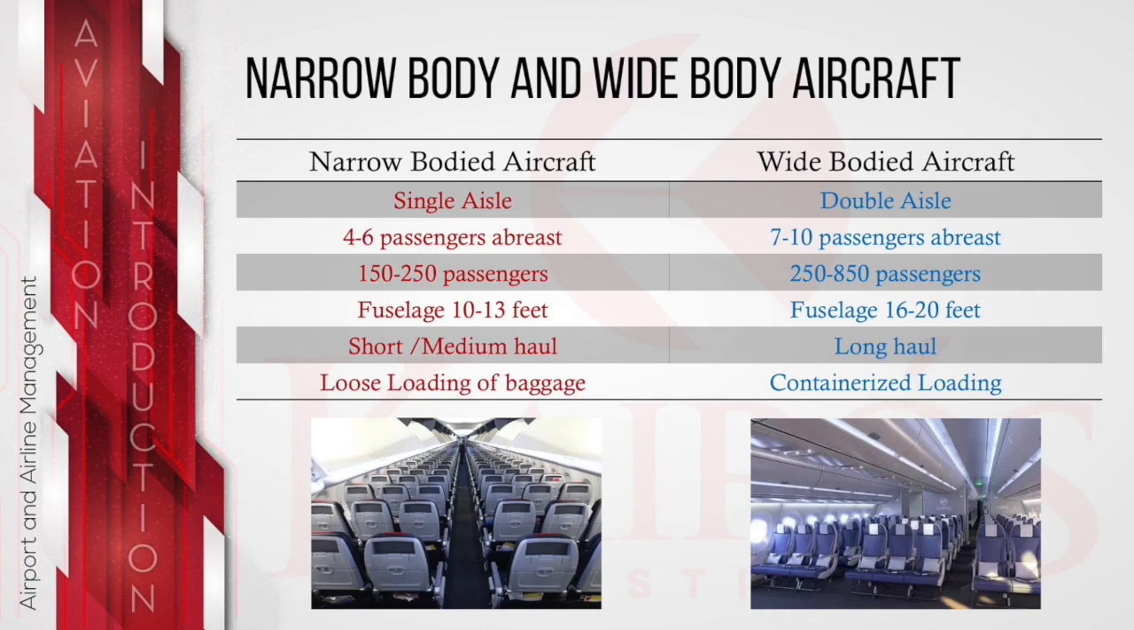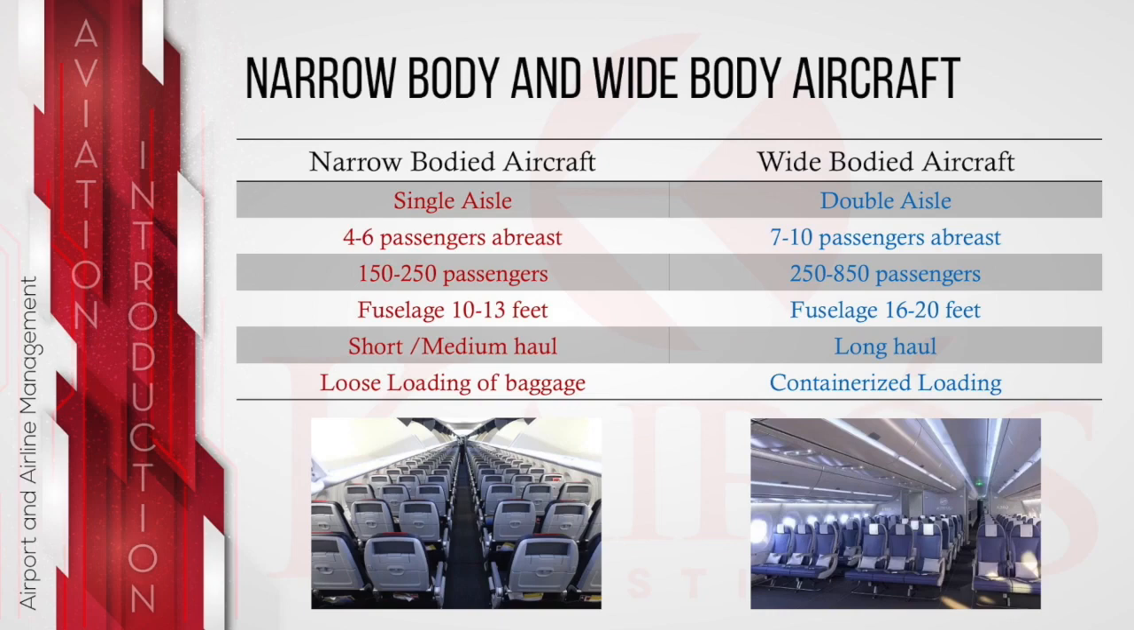The fuselage in a narrow-bodied aircraft is somewhere around 10 to 13 feet in diameter, whereas in a wide-bodied aircraft, the fuselage is 16 to 20 feet in diameter. Narrow-bodied aircraft are used for short to medium-haul flights, whereas wide-bodied aircraft are usually used for long-haul flights.